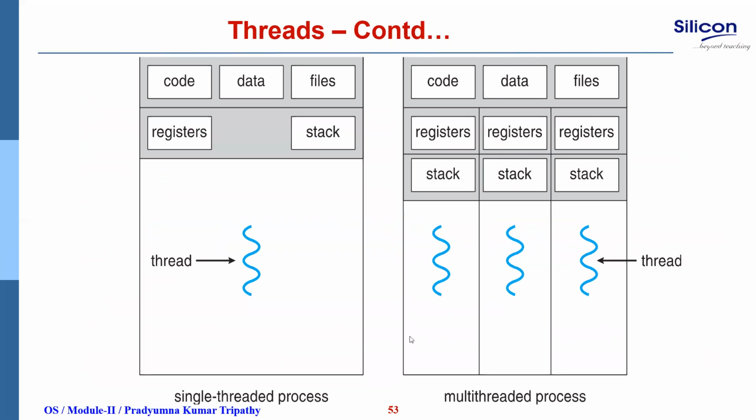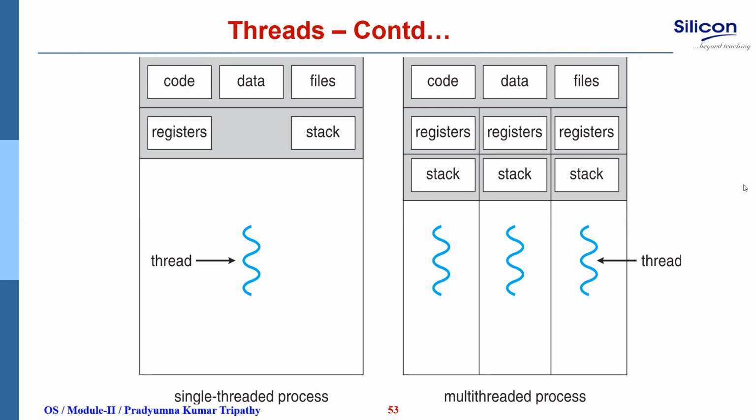Look at this diagram. We have a single-threaded process and a multi-threaded process. Single thread means one process is running, that is one thread. In a single-threaded process you have code, data, files, registers and stack. The program is running with some instructions, some data, some files may be opened, the contents of registers are being modified, and the stack. These are the contents of a single thread or a single process. One process means it must have one thread running.